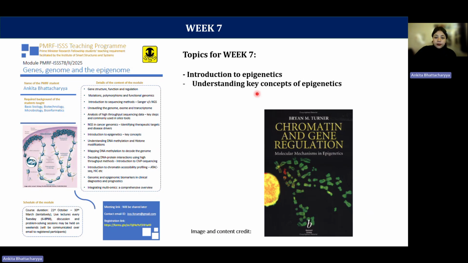So we originally started off with an introduction to epigenetics and some of the key concepts related to the same. If you remember, I had already referred to this book on chromatin and gene regulation by Brian M. Turner. This is the book I had referred to in the previous class. It's a great book for beginners, especially if you're just getting familiar with epigenetics and basic concepts, and you have some background in molecular biology. It's a wonderful book to start off with.